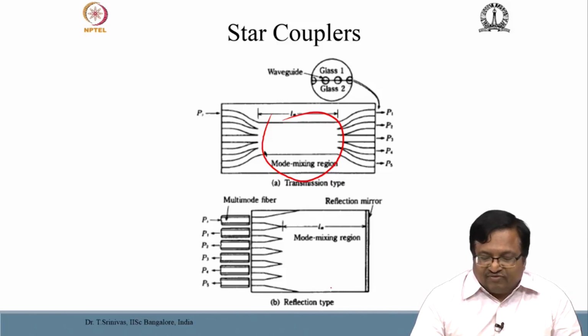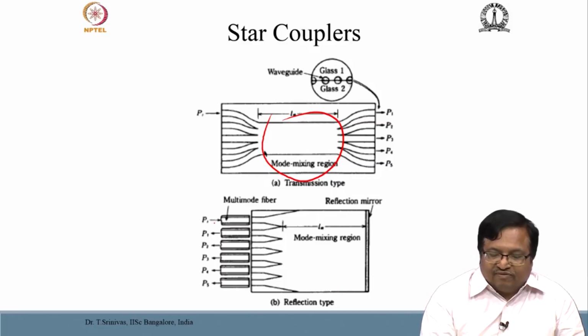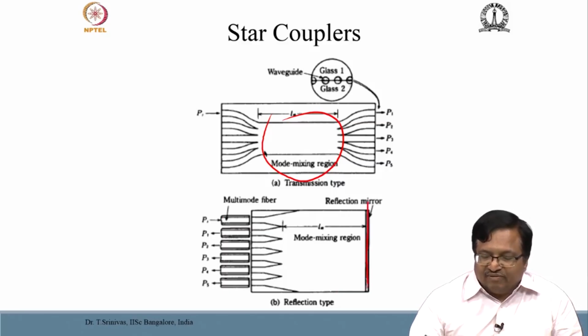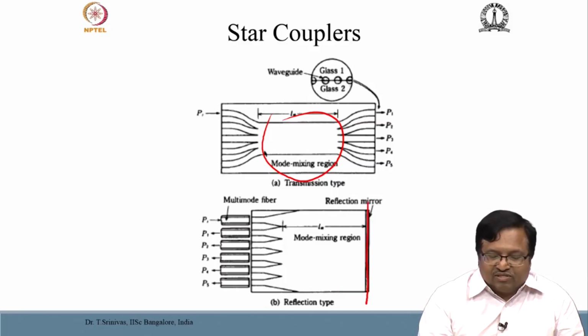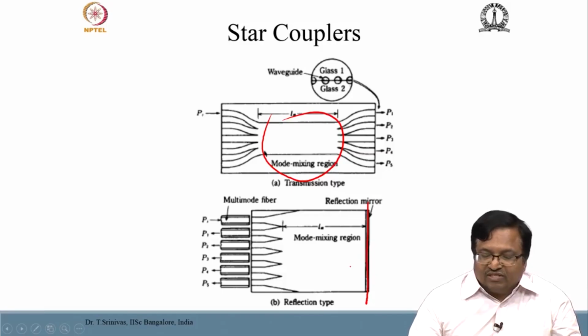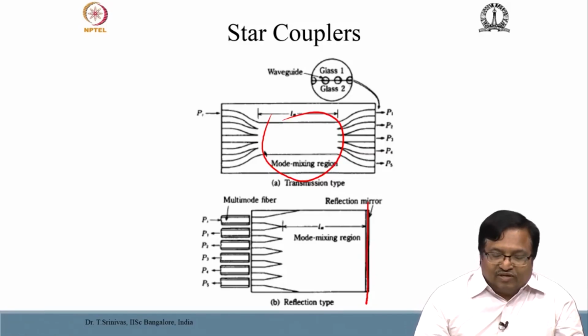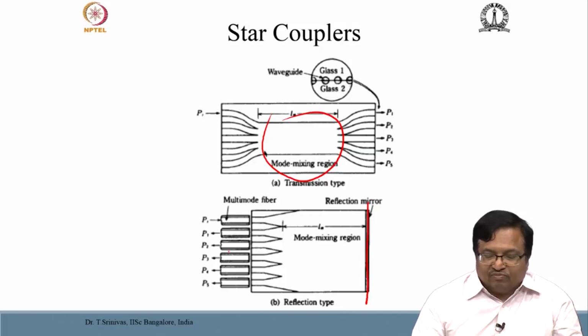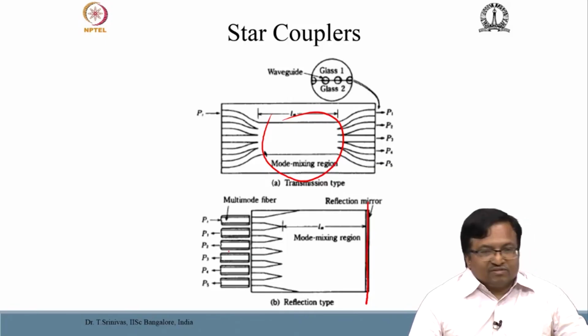The second one shows a reflecting type of star coupler, where the light input from one of the ports is reflected at the reflecting mirror and then redistributed across the output ports, including the port from which the light came in. These regions are called the mode mixing regions and could be analyzed using geometrical methods to find out how much power comes out of each of the output ports. You can easily expect that the power distribution is not uniform, and this is an important challenge for the designer of star couplers.